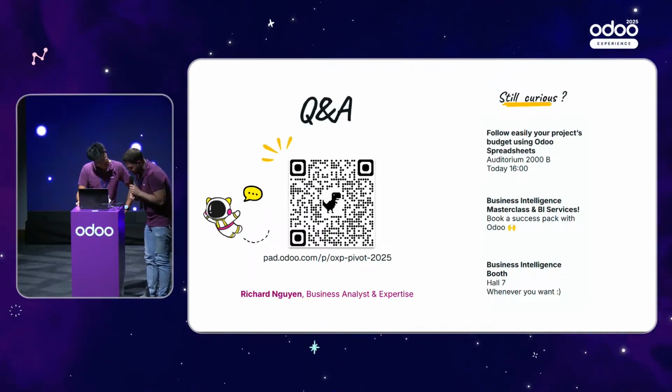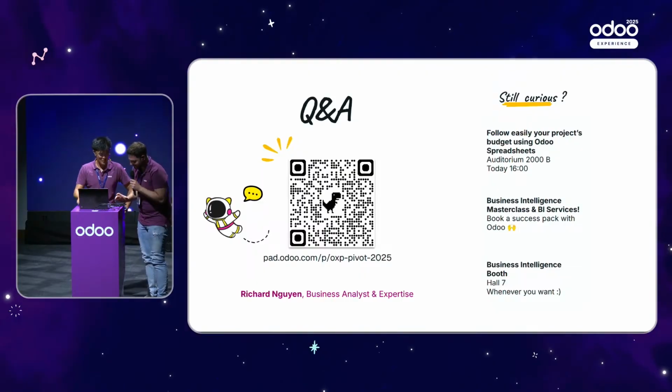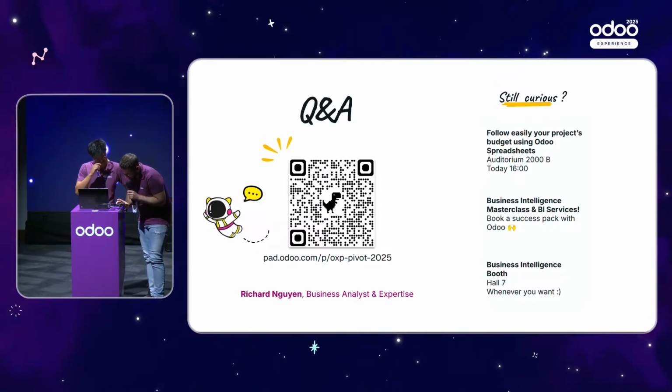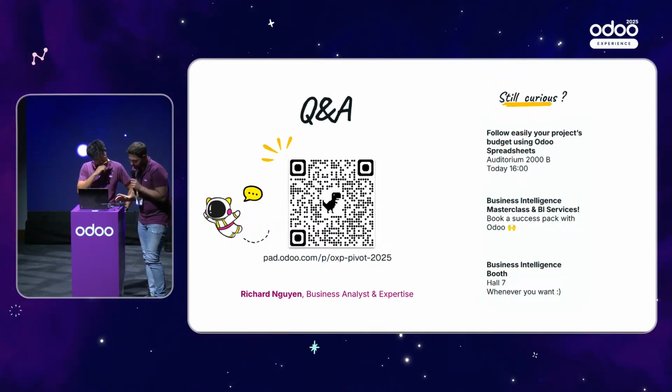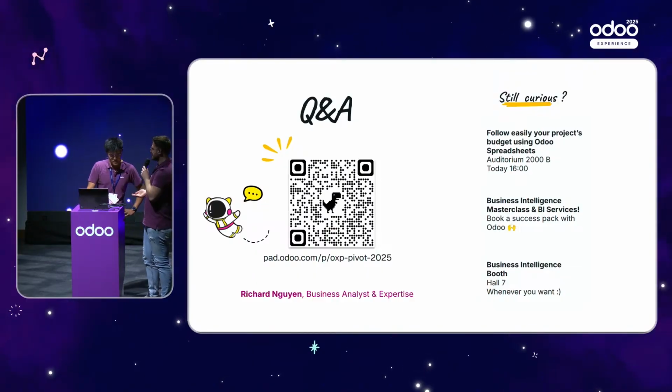Okay, you got the feedback that it was a great talk. Congratulations. Thank you. And then the first question is dynamic pivot. Is it also available in previous versions 17 and 18?